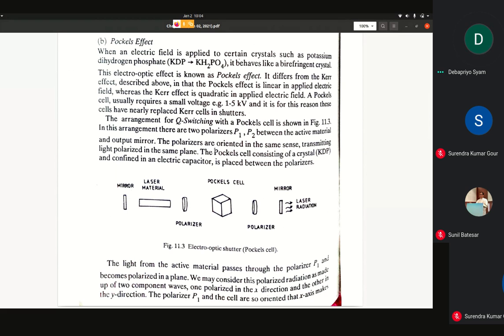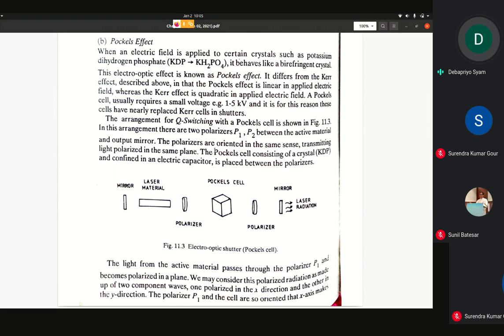Again, you can see the diagram here. One is the lasing material, that is the ruby rod, and there is a mirror to the left, which is 100% reflecting, and there is the polarizer, which produces linearly polarized light. This linearly polarized light, polarized by this polarizer, enters the Pockels cell.